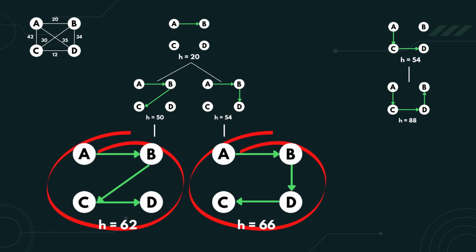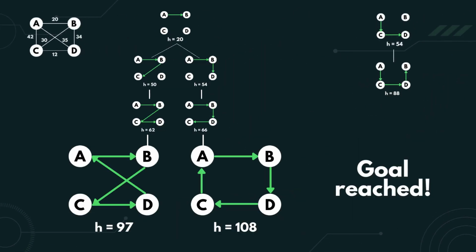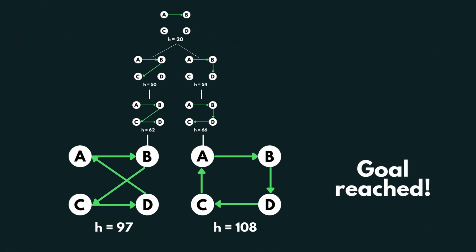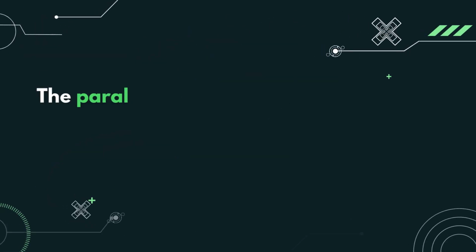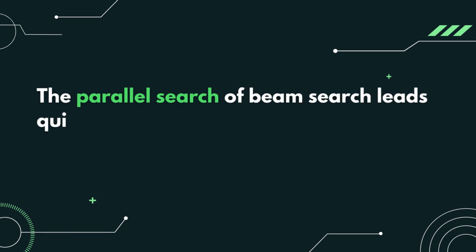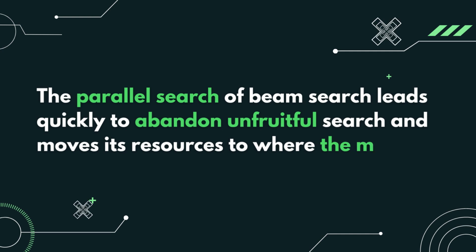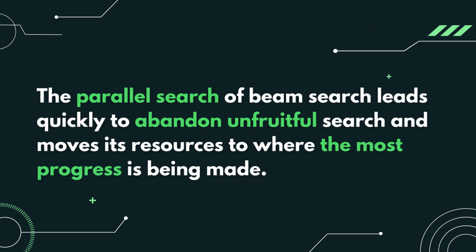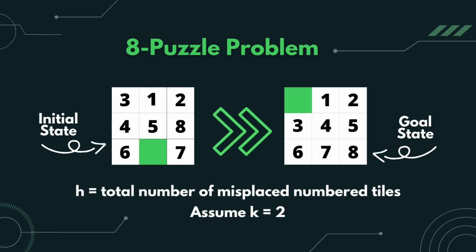Since we haven't reached the goal yet, we expand these two. We have now reached the goal. There are two goals generated, so A, B, C, D, A is selected since it has the lowest heuristic value. The parallel search of beam search leads quickly to abandon unfruitful search and moves its resources to where the most progress is being made. Let's look at another example.